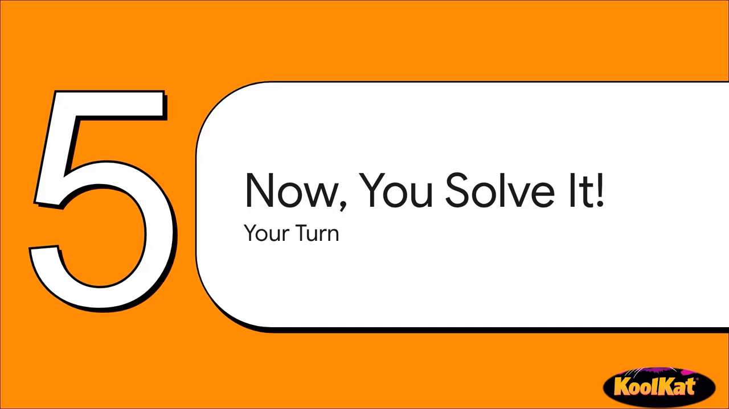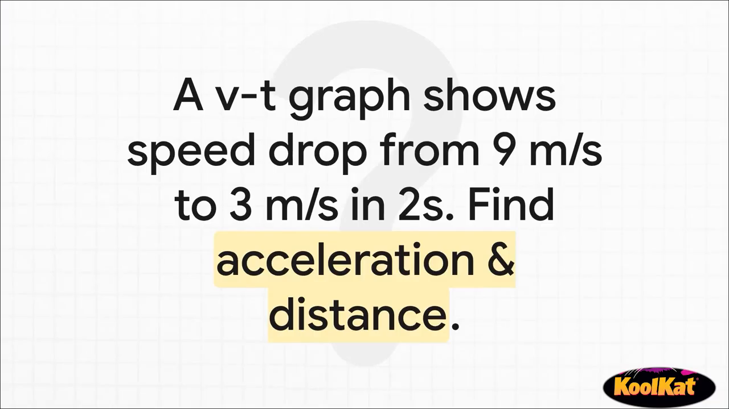All right, you've seen the concepts, you've got the master formula, the checklist, and you know the traps to avoid. I think you're ready. It's your turn to put this all together. So here is your challenge. Picture a velocity time graph. An object's speed is dropping, going from 9 meters per second all the way down to 3 meters per second. And this whole change happens in just 2 seconds. Your mission is to find two things. What was the acceleration, and what was the total distance it traveled in that time?